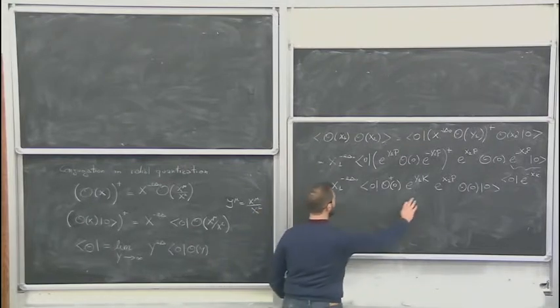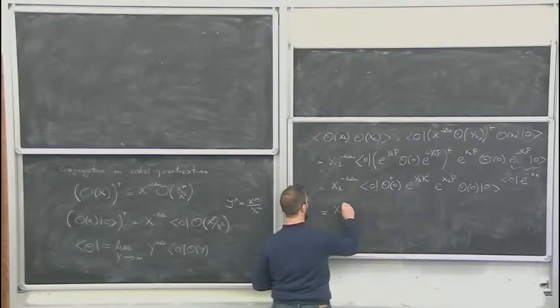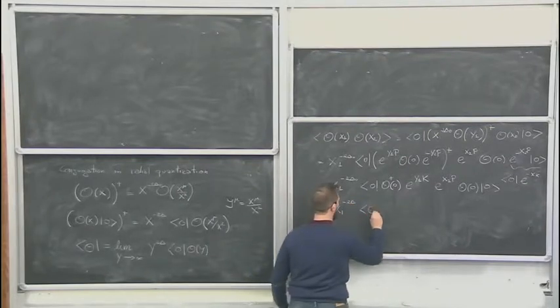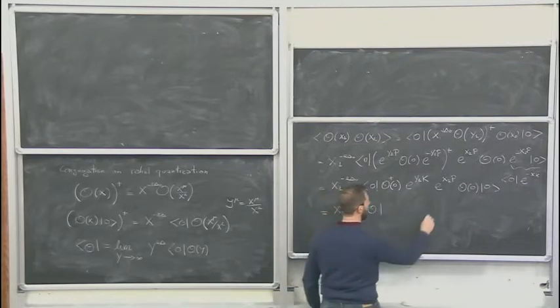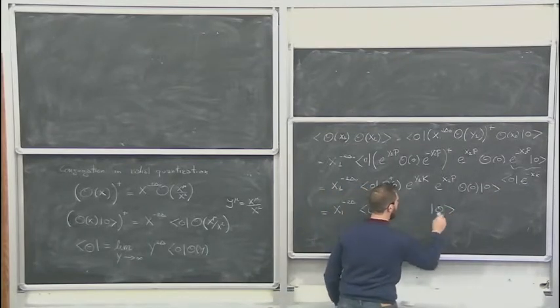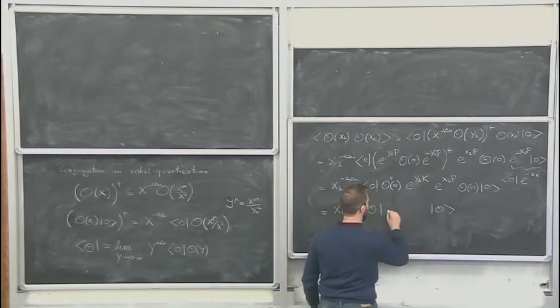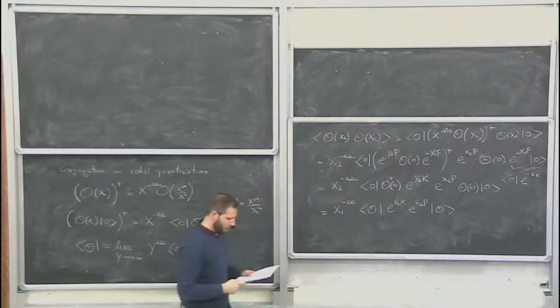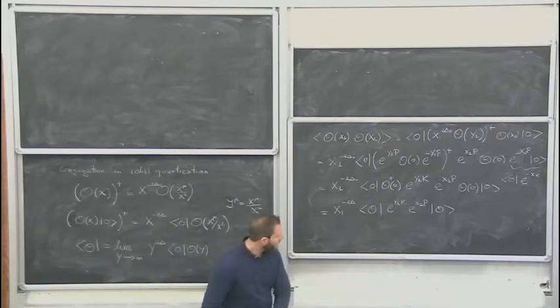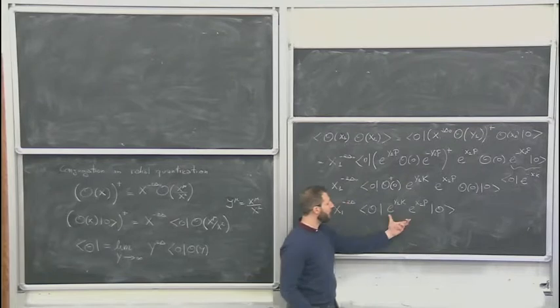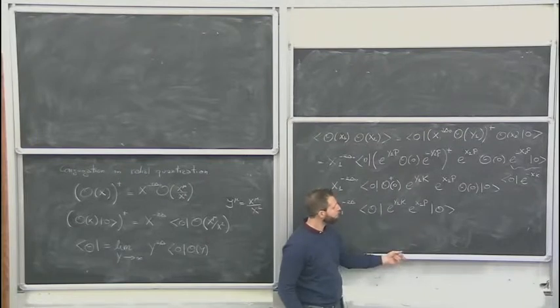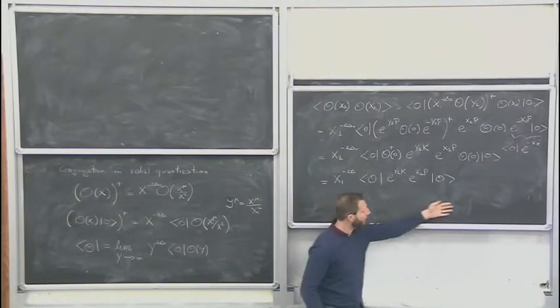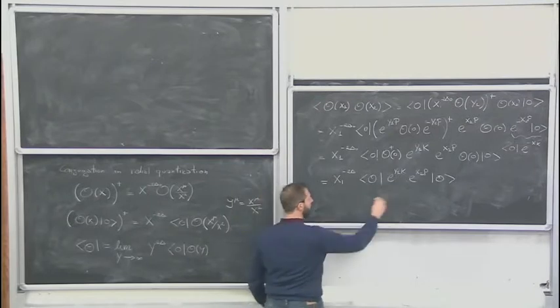And so this becomes x1 to the minus 2 delta, the state O on both sides, and then in the middle you have this operator e to the y1 k e to the x2 p. So this is very interesting because now we can expand this object in the exponential. We can make an expansion in x1 and in y1 and x2, and find a whole series of terms.